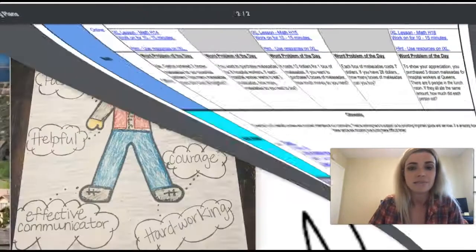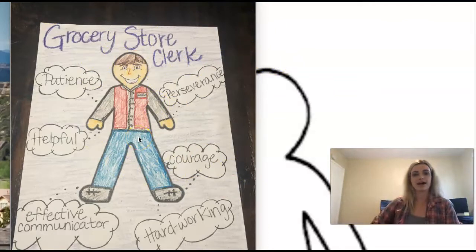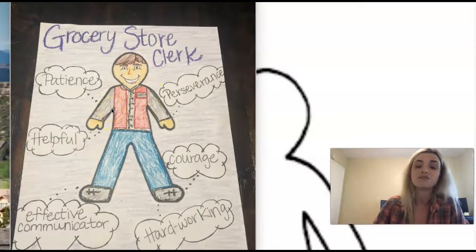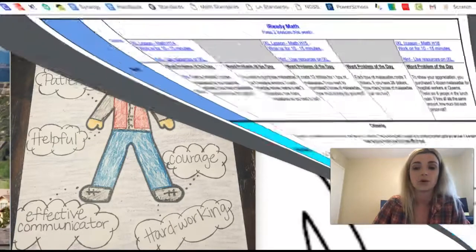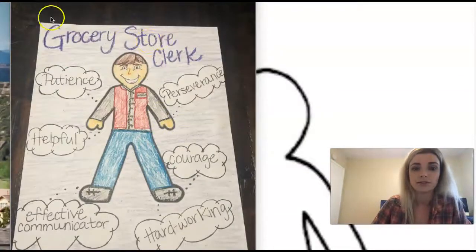So what you are going to be making this week is a picture like this of your essential worker. So this is the example that I came up with. I thought about a grocery store clerk because when Jared and I go to Costco or we go to Walmart or Safeway, it is really important that those grocery store clerks are keeping the shelves full so that we're able to get the things that we need, which is food, dog food, all of those things that we need to keep going. Okay, so I need to make a title. As you can see, I put the title up here, which is the grocery store clerk.